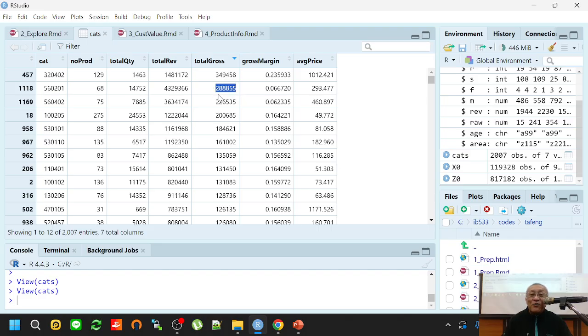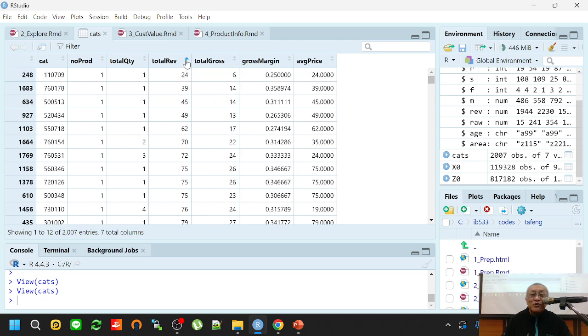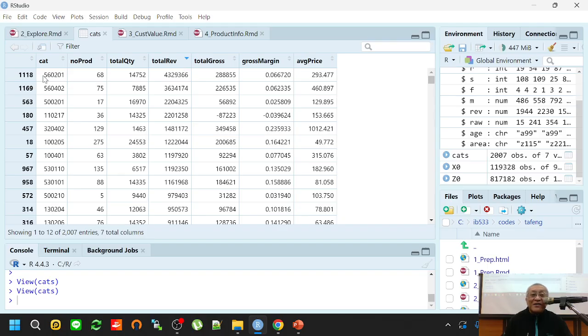And again, if I want to see the total revenue generated, it will be different. This category generates this much revenue, and this category generates this much. So you can see that. And I already told you that one of the disadvantages of this data set is that it did not tell you what this category is. So you can use your creativity to name the category by yourself.